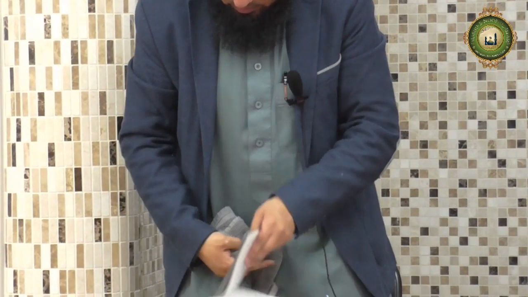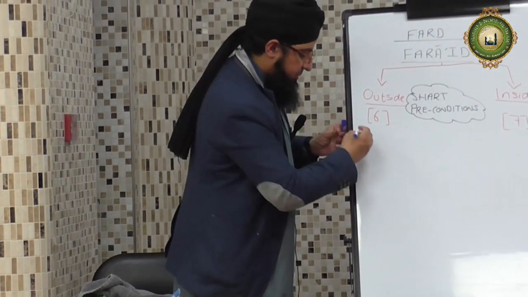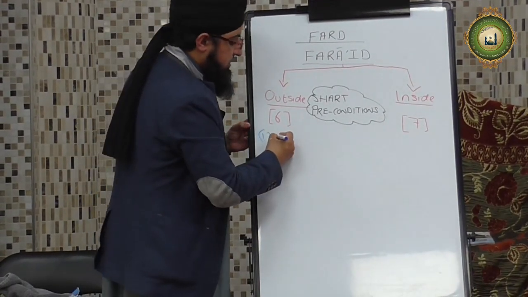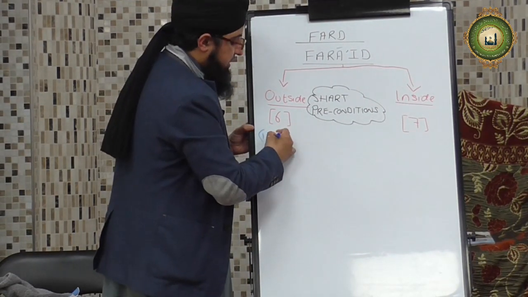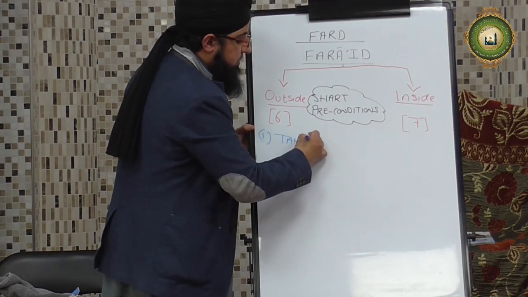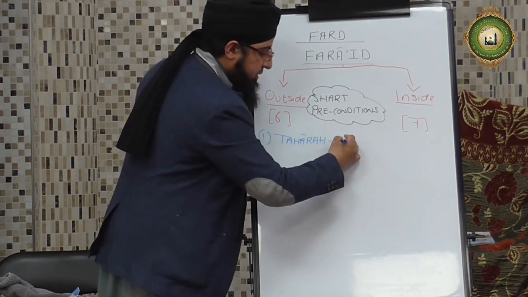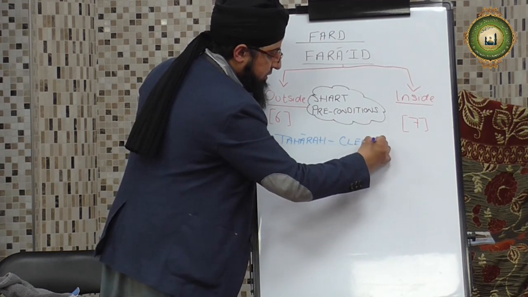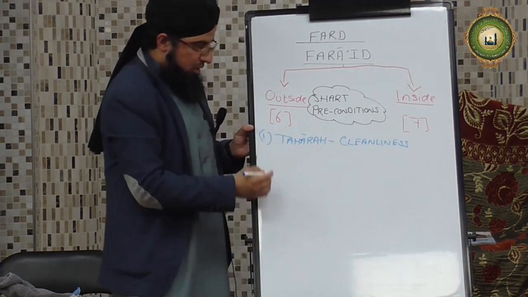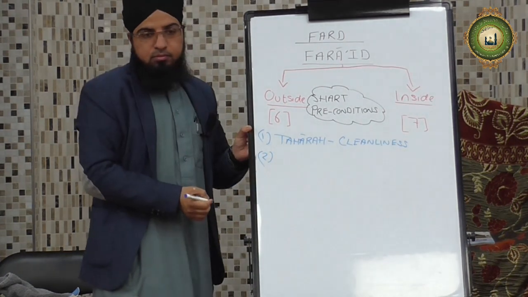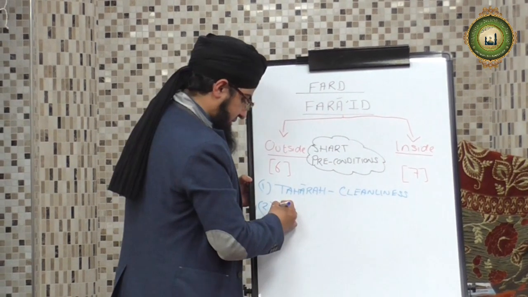So as I mentioned, altogether there are 6. The first one, number 1, is, you tell me. Purification. Purification, tahara, excellent. Tahara means cleanliness. To be clean. Okay, second one. Intention, which is niyyah.